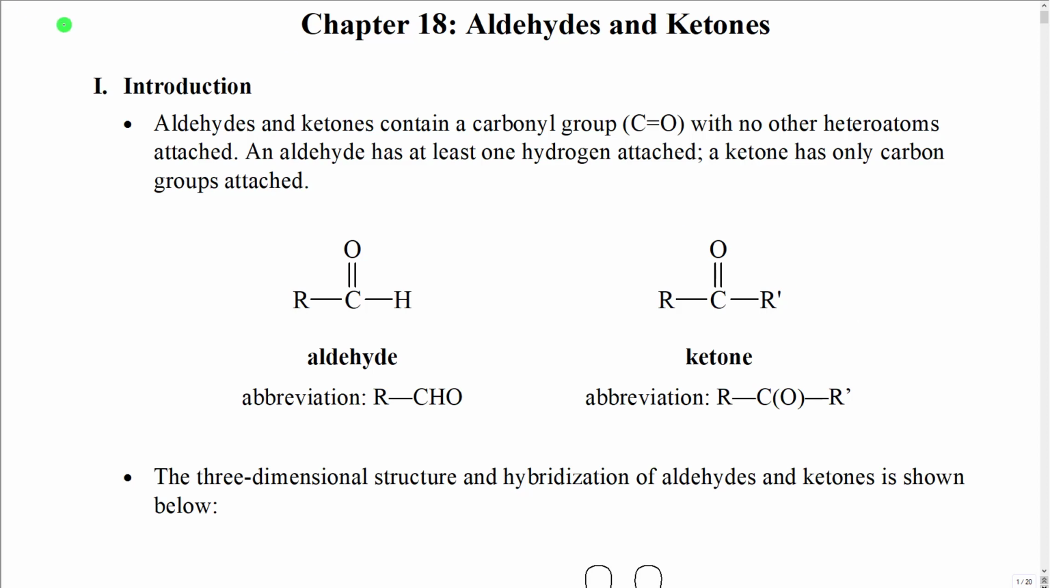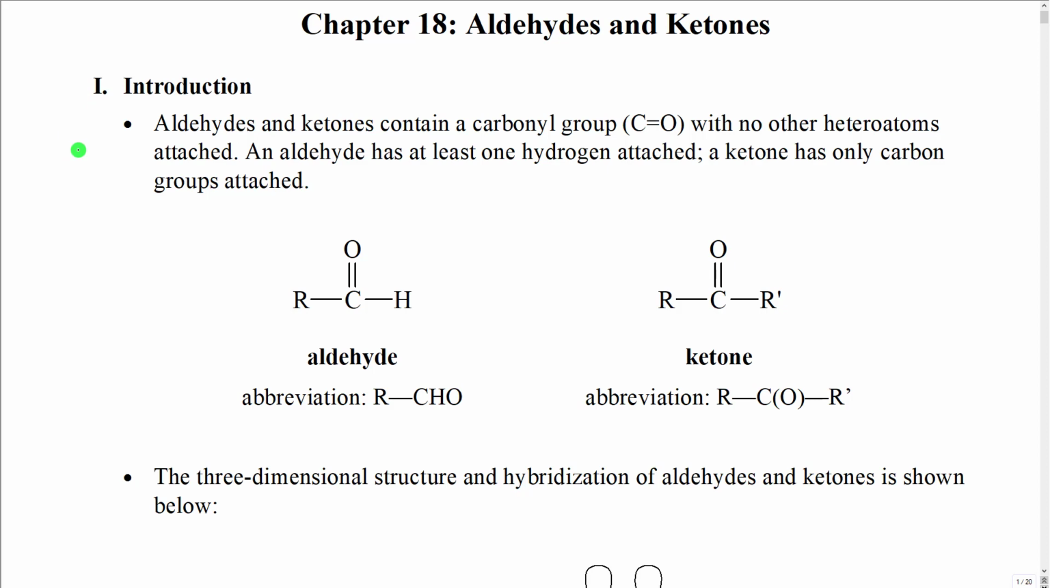Good morning. Today we're going to start talking about Chapter 18, Aldehydes and Ketones. We're first going to start with the introduction, which just reviews some of the main aspects of aldehydes and ketones that we need to understand.